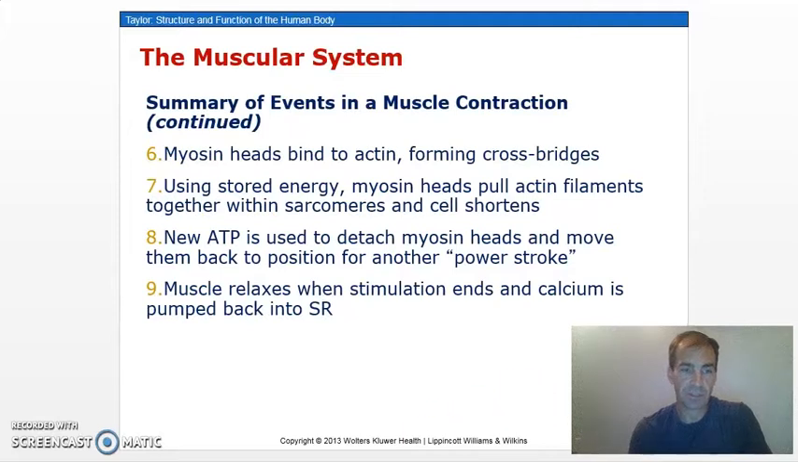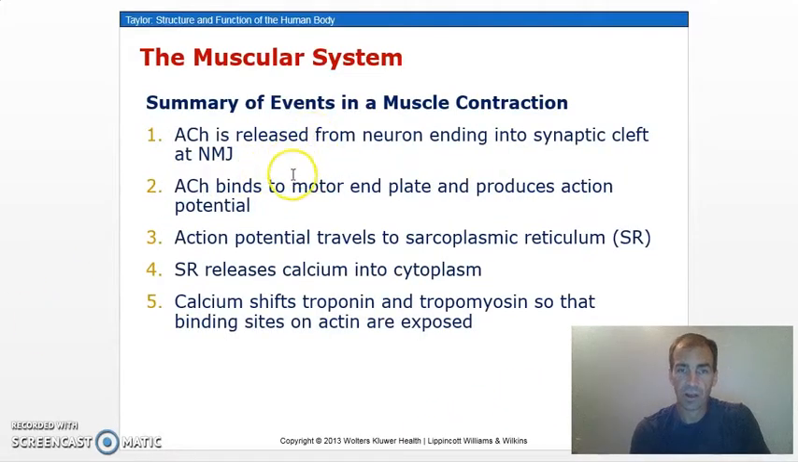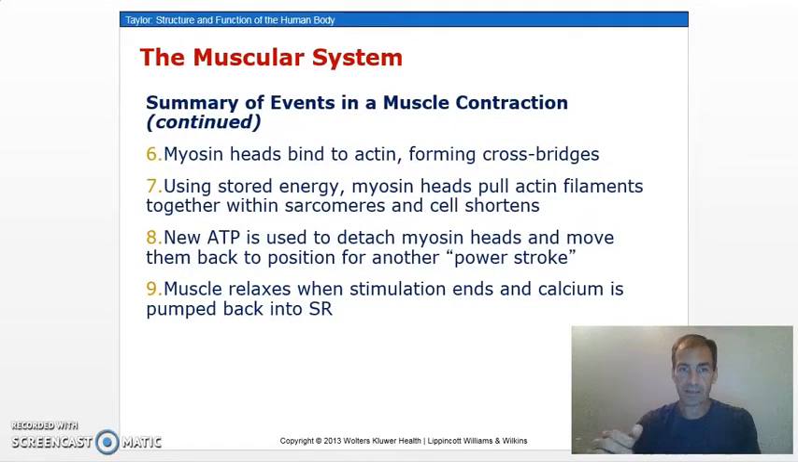And so again, as I mentioned in class, you want to be able to go through step by step what each of these are. You want to be able to draw a picture of the sarcomere, the myosin, the actin, how those overlap, understand the role of calcium binding troponin, tropomyosin moving, myosin head binding to actin, the power stroke right here, and then ultimately that leading to the muscle cell relaxing.